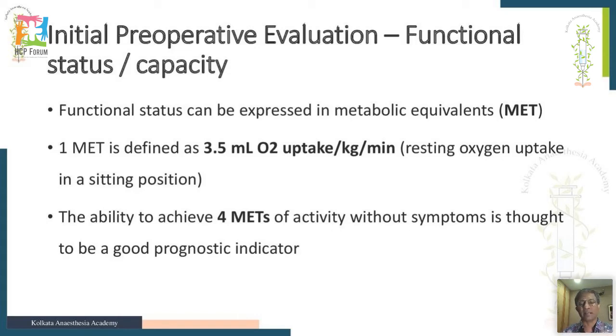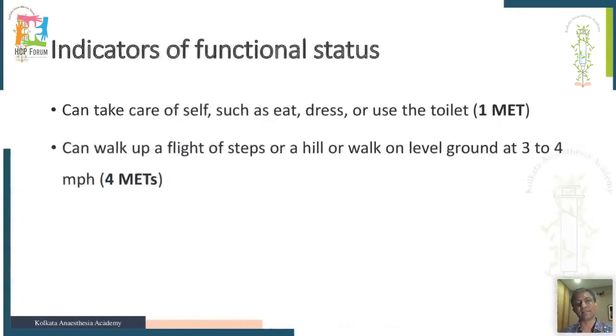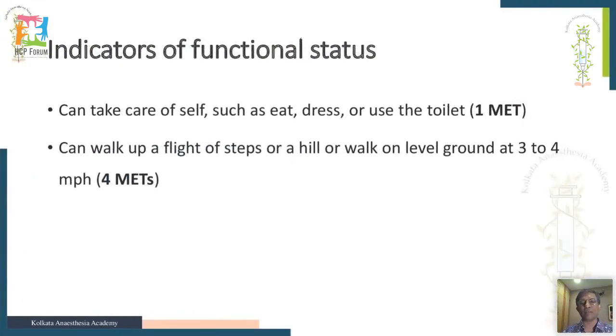And if you find, through your questions, that the person has a score of 4 METs and above activity, then you are kind of okay that this is a good prognostic indicator and the patient should not do very badly with non-cardiac surgery. How do you find out the METs? This is a very subjective way of doing it.